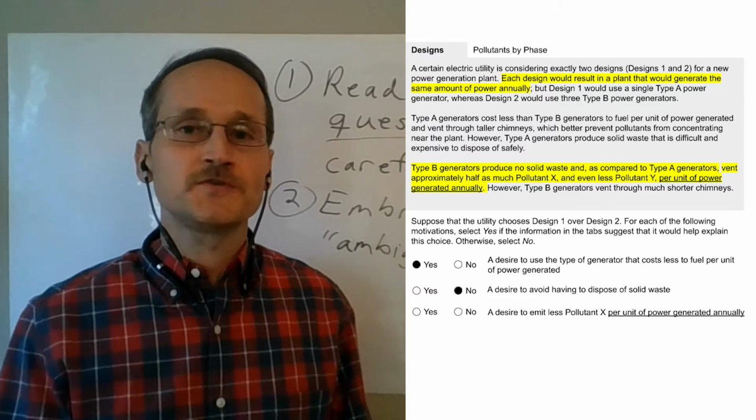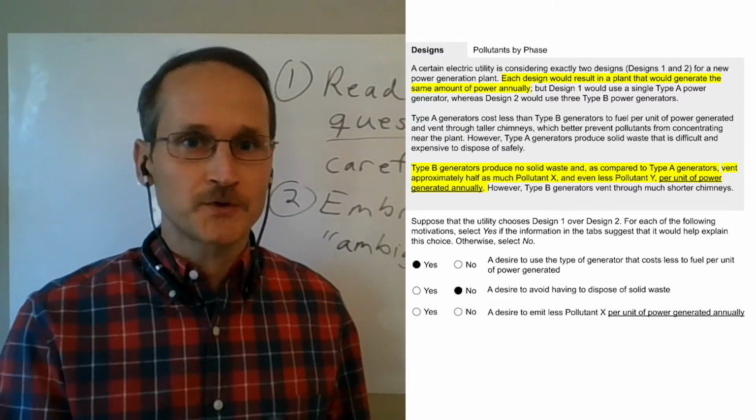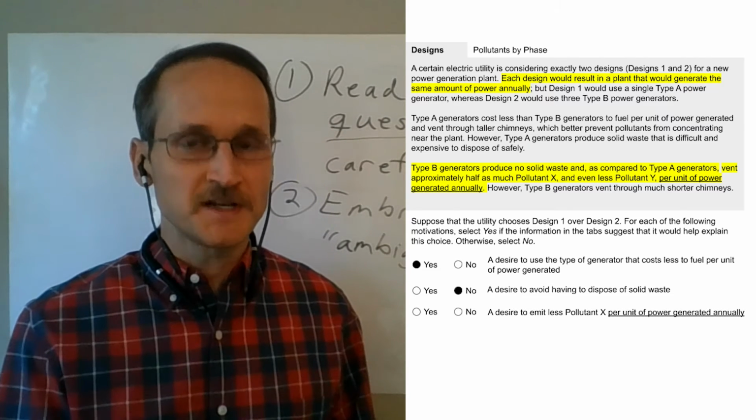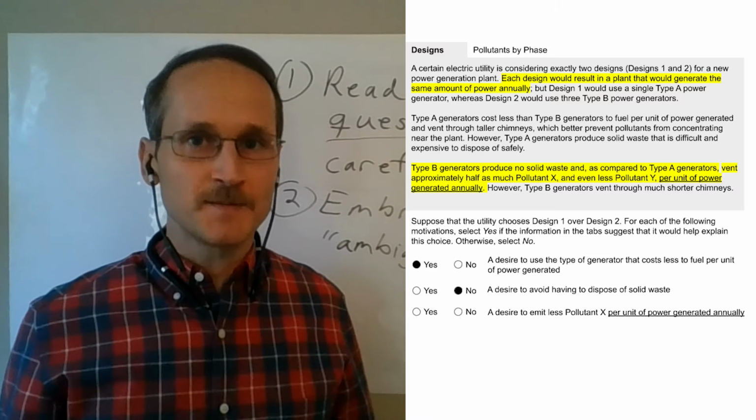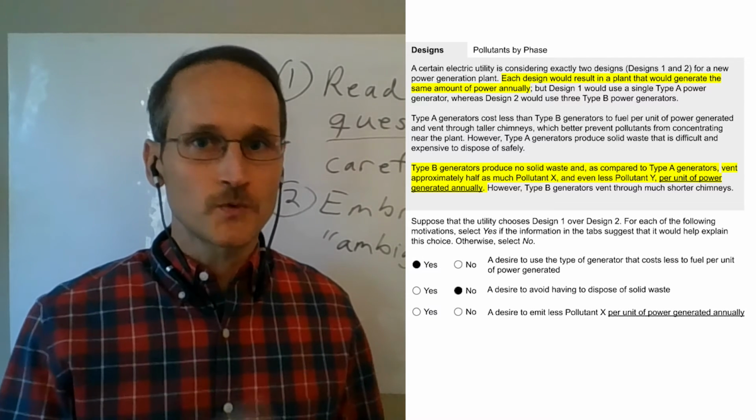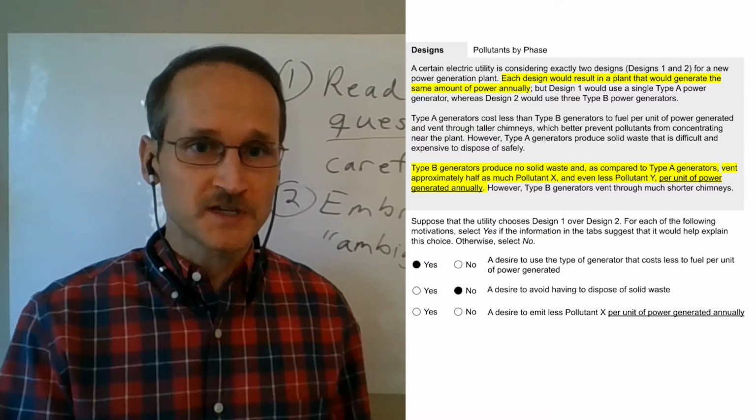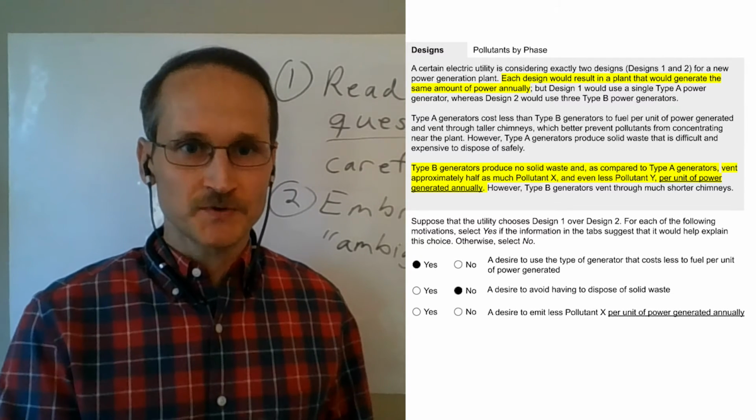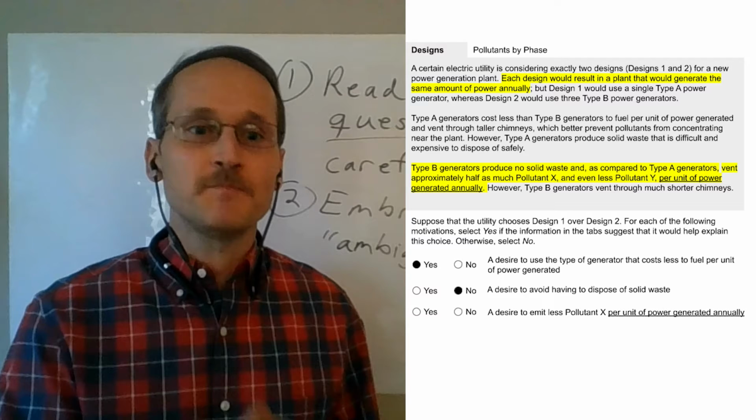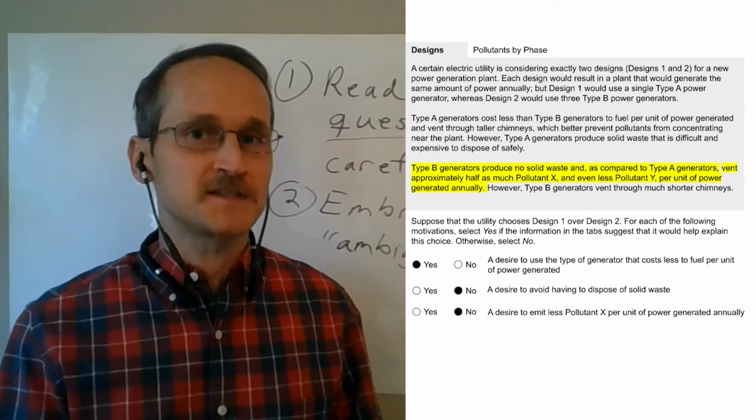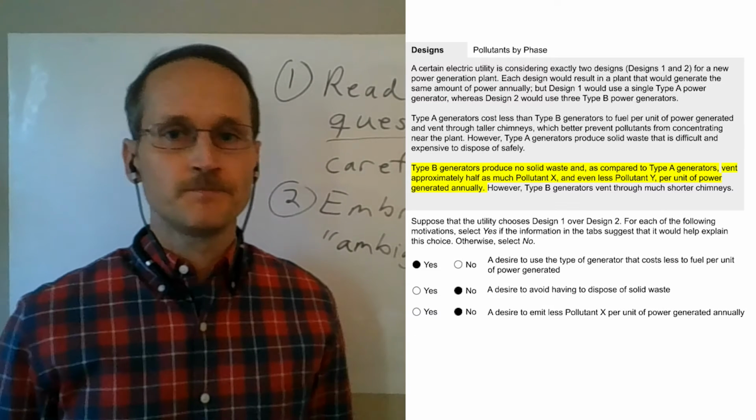So if they're both producing the same amount of energy, and we're talking about emissions of pollutant X per unit of power generated annually, we don't need to worry about the 3 generators thing. All we know is that for however much power this power plant is producing, we're going to get half as much pollutant X if we go with type B. So this would actually be a no here. It's a reason to pick design 2, not design 1.